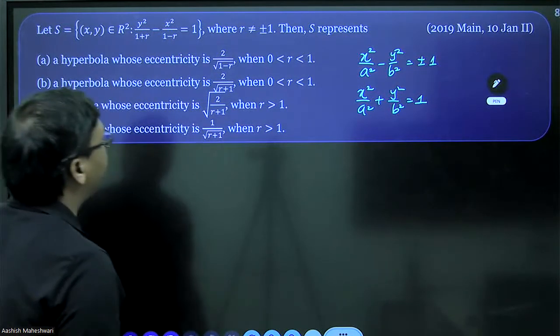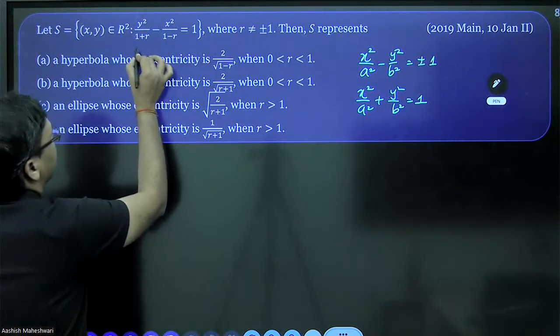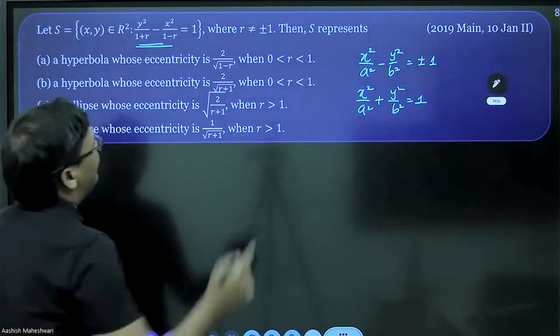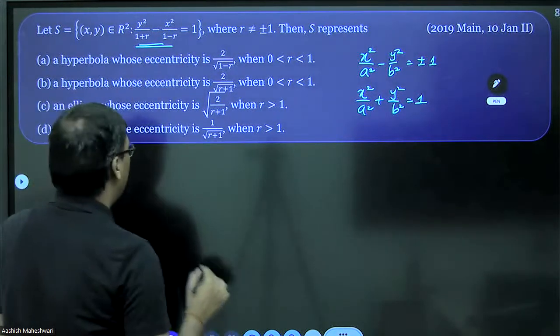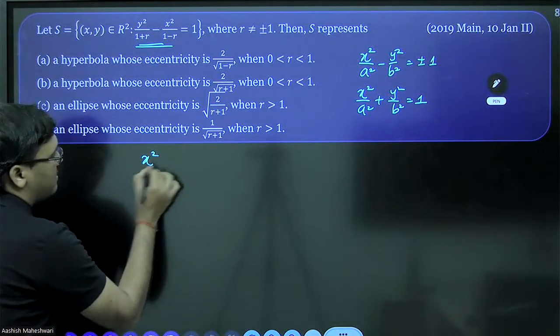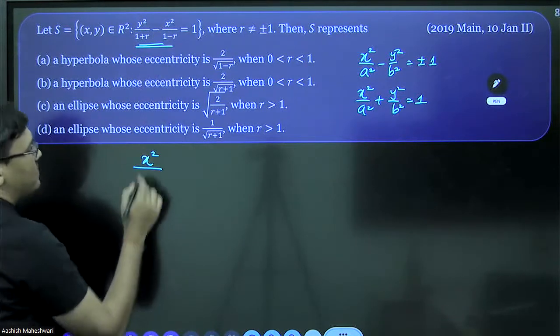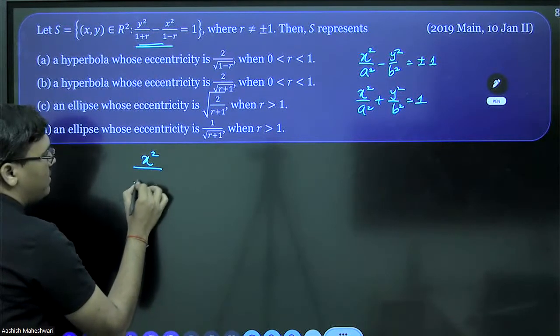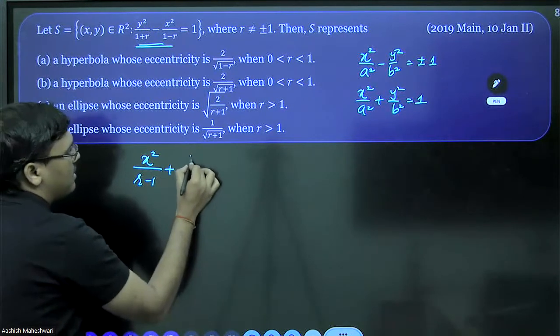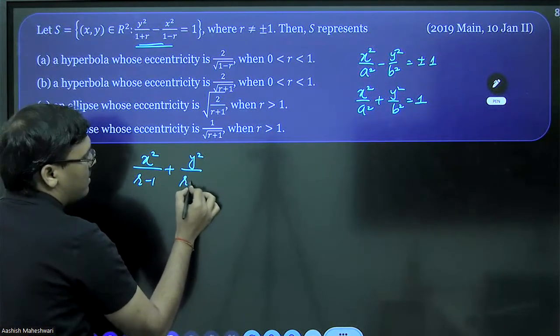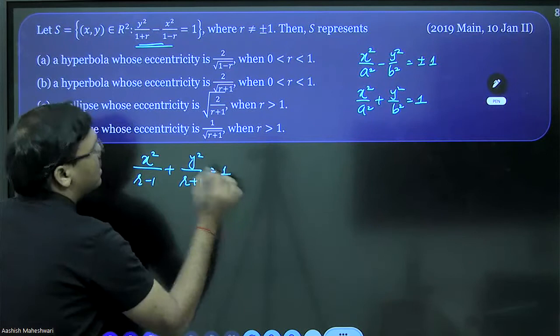So now let's see. First, this is the equation we have. So let me write it in the standard correct form. Can I say this is x square upon, I'm just taking minus 1 here. So this will be x square upon R minus 1, plus y square upon R plus 1, is equal to 1.